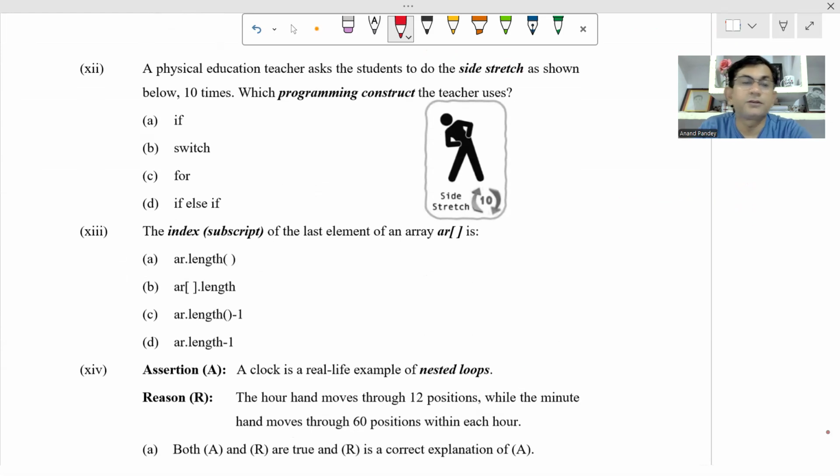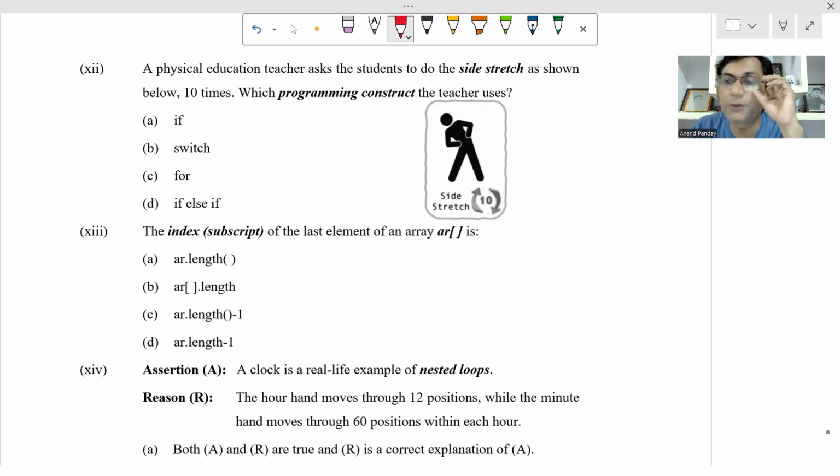Okay, coming to question number 12. A physical education teacher, PT teachers, your favorite teachers, asked the student to do this side stretch as shown below 10 times. Which programming construct does the teacher use? PT teacher may not know about this, but I am telling you. What did the PT teacher say? To do this stretch how many times? 10 times. Means the same task to repeat 10 times.